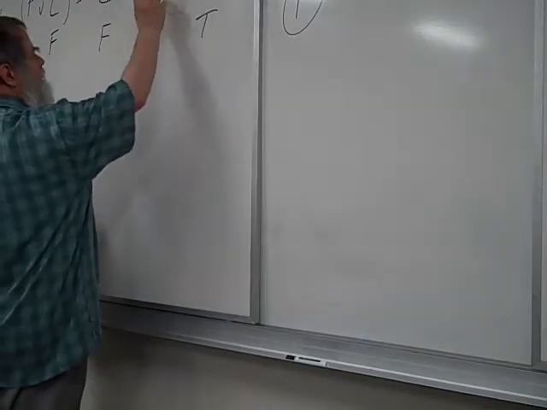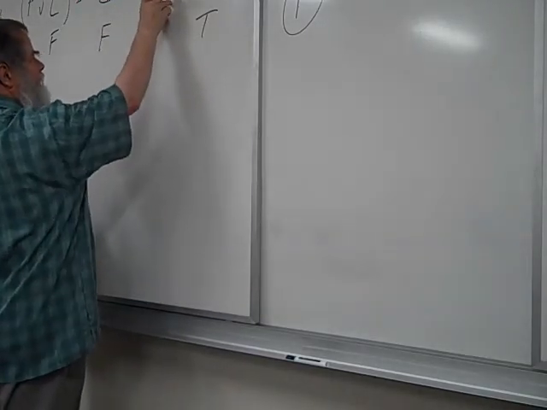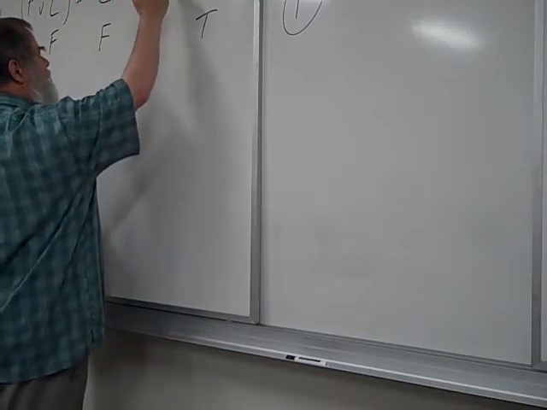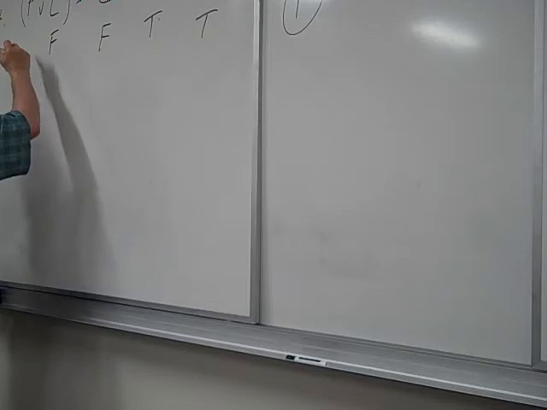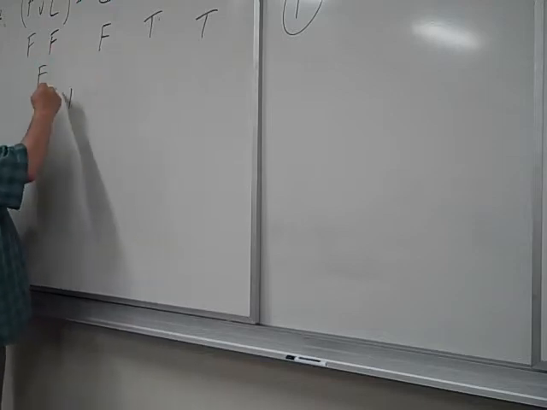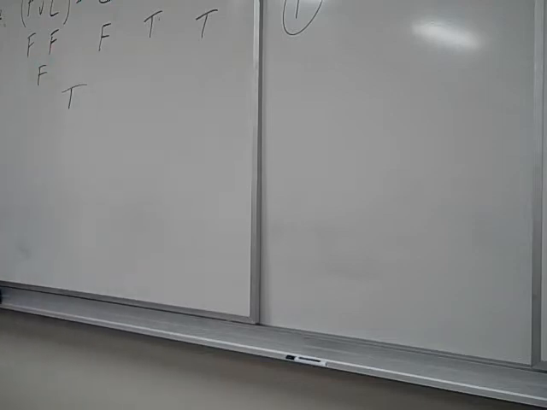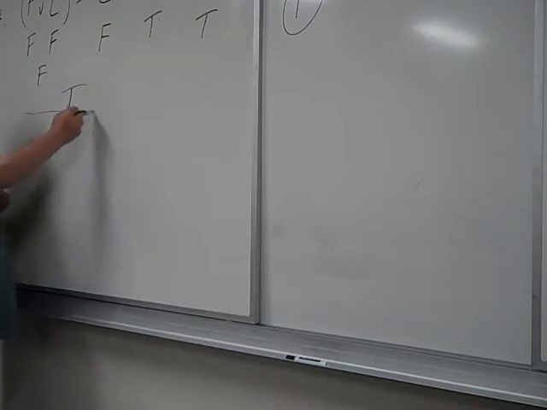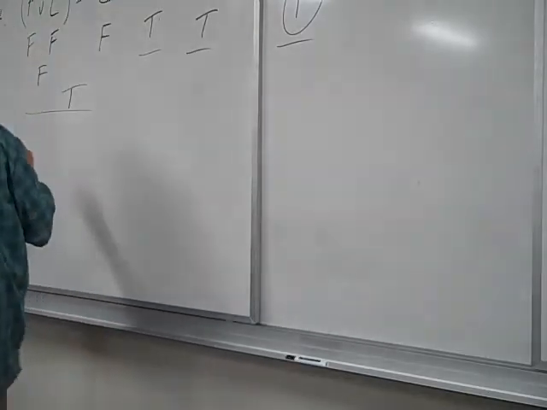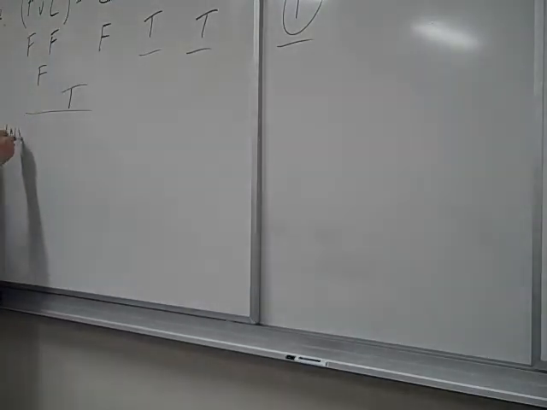I need F to be false so that not F would be true. So I need F to be false. So false or false would give me a false. And if false, then false is true. So I have a true premise, true premise, true premise, false conclusion. So this is invalid.